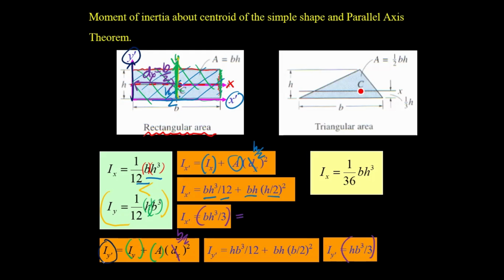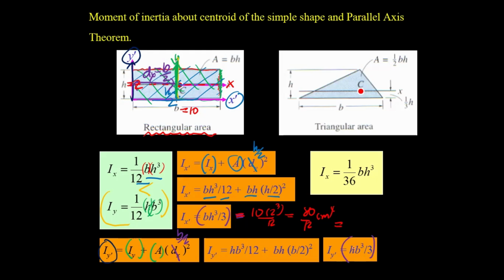If b is 10 and h is 2, this is going to be 10 times 2 cubed over 12. That's going to be 80 divided by 12 centimeters to the power 4.